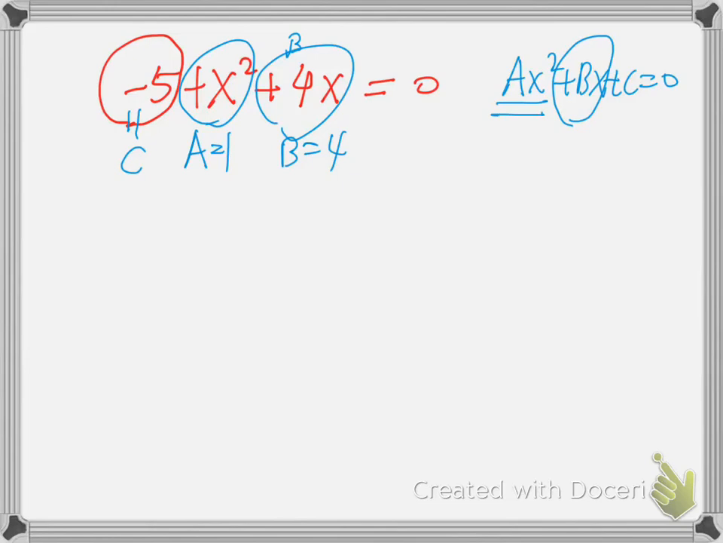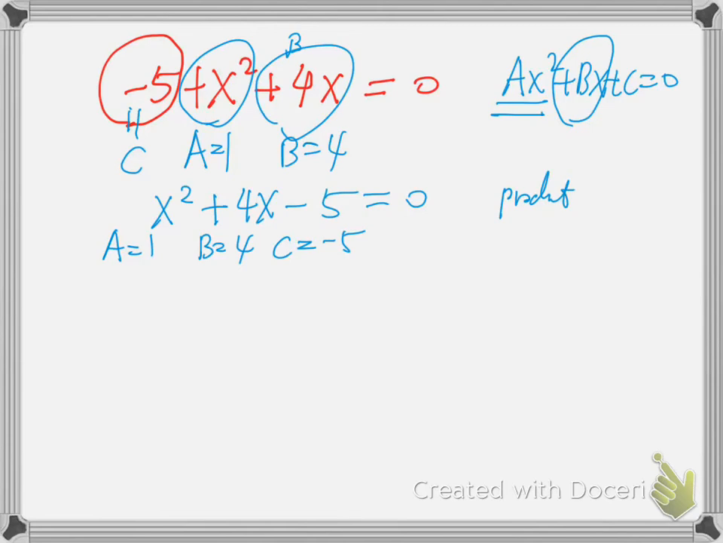Okay, so the order is very important. A is not the first number. A is the number attached to or multiplied by x squared. So I'm going to rewrite the given question, x squared, following the order of ABC. Now it's clearer, right? A is 1, B is 4, C is -5. Now we check product, ST, and sum. So we need sum 4, product -5.